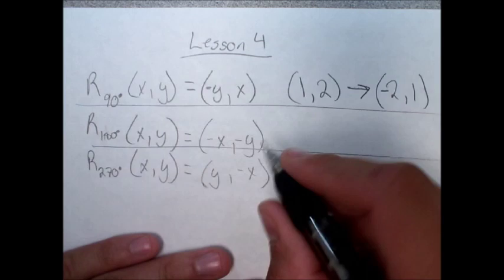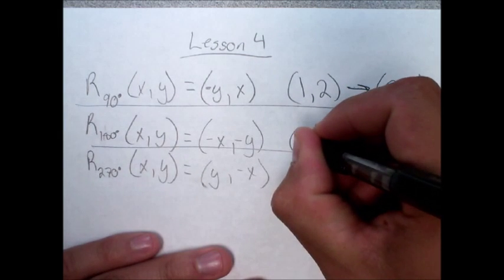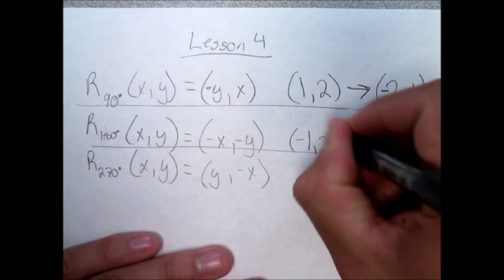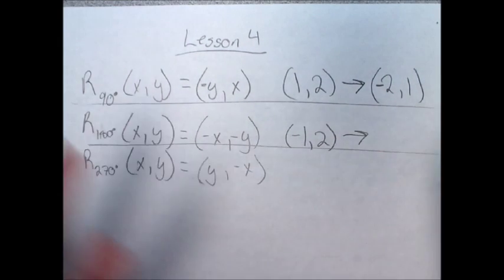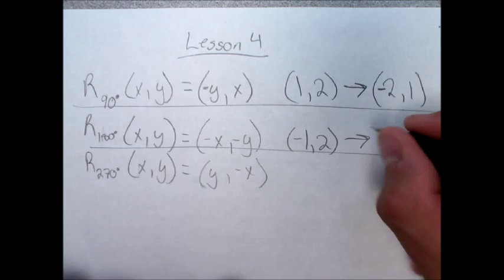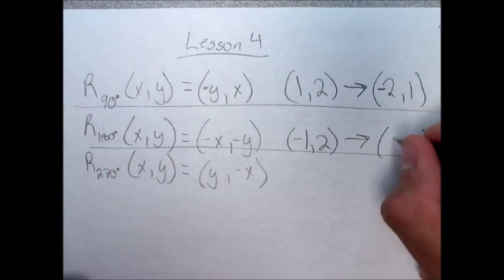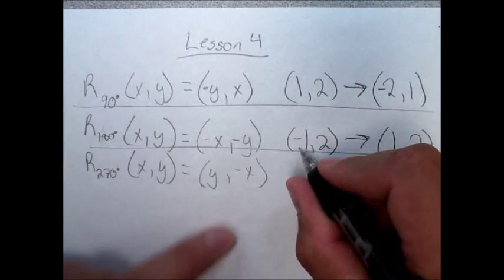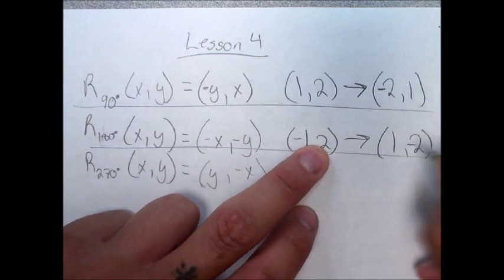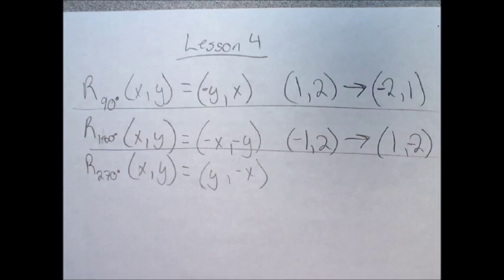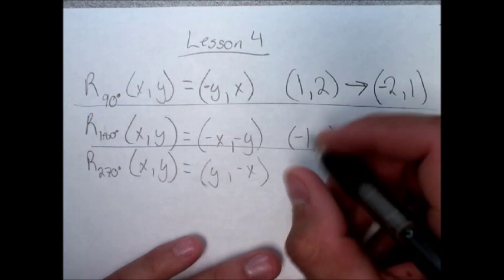Next one. Then I'm going to put a -1, 2, and this one's going to be rotated 180 degrees. So they're going to just become opposites. So I'm going to rewrite them the same way and make them opposite. So this one was negative before, so it becomes positive, and this one was positive before, so it becomes negative. Questions?